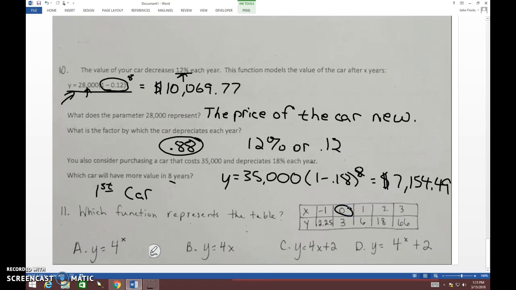So if we take 0 and substitute in for x, what's 4 to the 0 power? You got that right. 1. That's not a 1. Let's try the next one. What's 4 times 0? 0. That's not a 0. All right. What's 4 times 0? 0. 0 plus 2. That's not a 2. And then the last one, what's 4 to the 0 power? 1. What's 1 plus 2? Okay, there's the only answer that works.